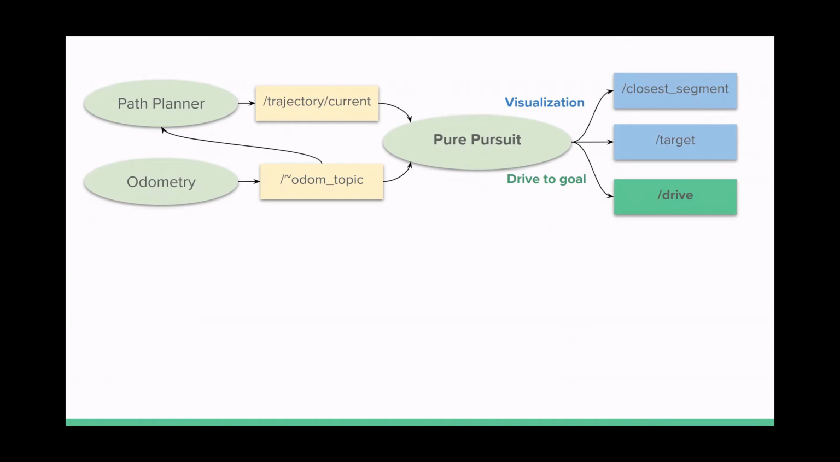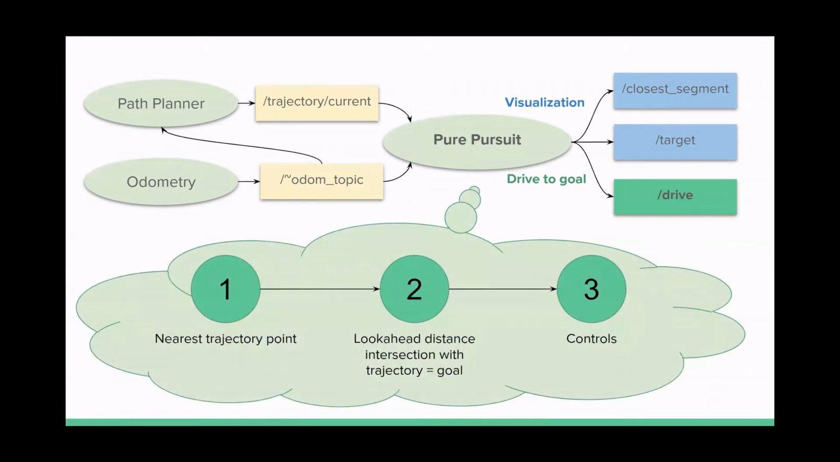To do so, we implemented an algorithm which finds the point on the trajectory nearest to the car. Then, it iterates from that closest point until the final one and loops back over. We find the point where a circle with the look-ahead radius intersects our path. To drive to the final goal, we use controls to adjust the drive signal based on turning and velocity rates.